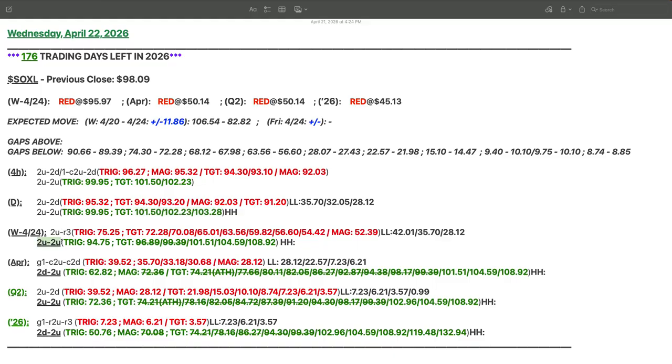On the week, we've gone two up, reached a couple of our targets, got a couple more that are out there. If we are going to go red 3 on the week, we've got to get below 75.25, so quite a ways to go before we would do that. So not really on the board right now.